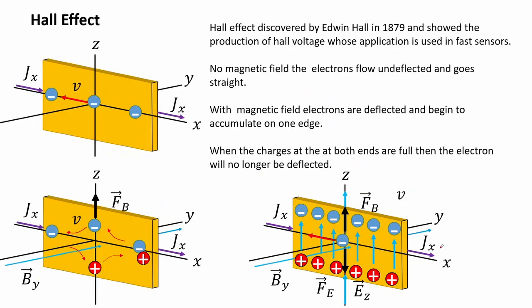The Hall effect was discovered by Edwin Hall in 1879 and showed the production of Hall voltage, whose application is used in fast sensors. Here we have a material where electrons flow undeflected and go straight. When a magnetic field is introduced, the electrons are deflected and begin to accumulate on one edge. This will form an electric field due to separation of opposing charges and an electric force exerted on the charge. When the charges at both ends are full, then the electron will no longer be deflected.